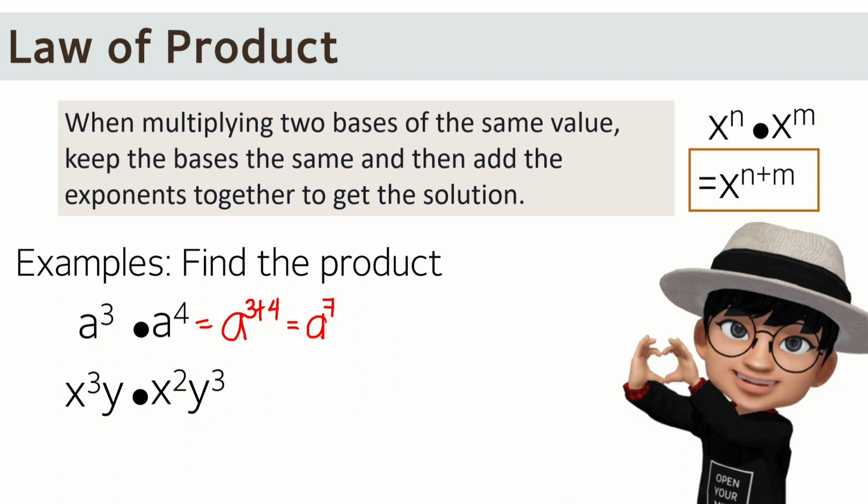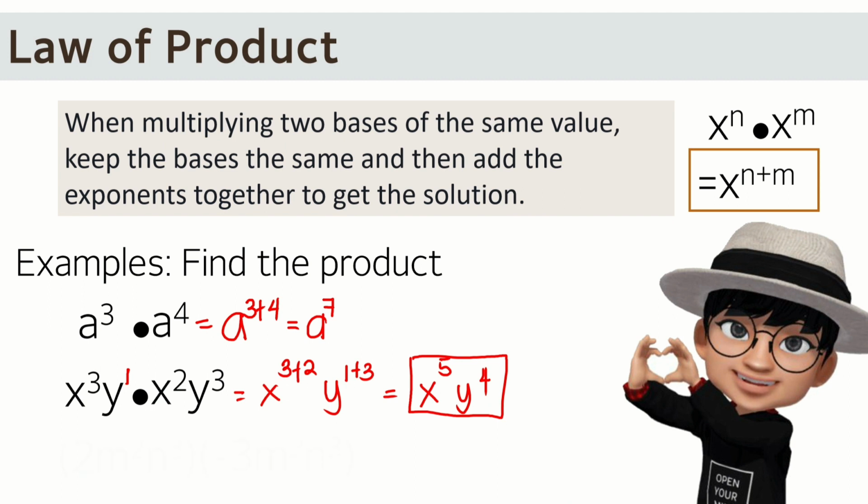Okay, let's try another example. If we have x raised to 3, y multiplied by x squared, y cubed, that is simply x raised to 3 plus 2 multiplied by y raised to, since there is no exponent here, it is understood by convention that it is equal to 1, so we have 1 plus 3. So we simplify this. We now have x raised to 5, y raised to 4. And this is now the product.